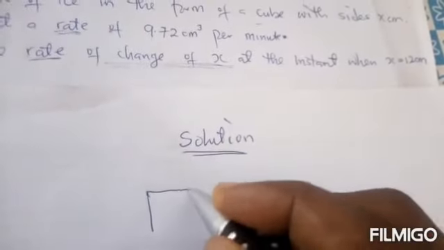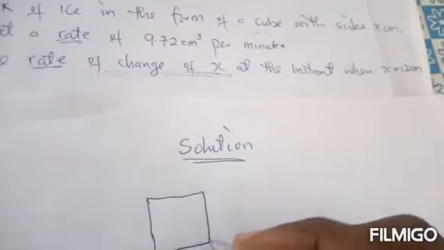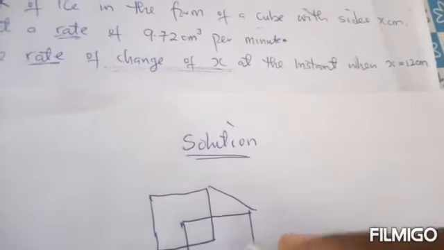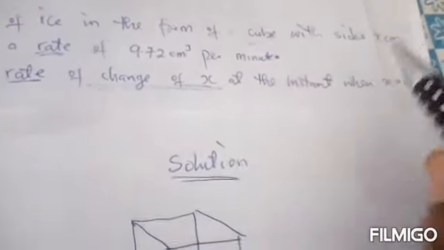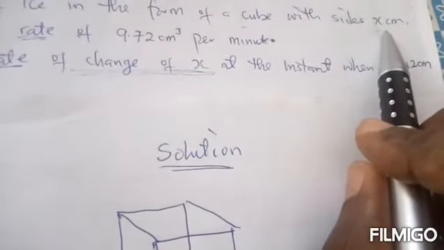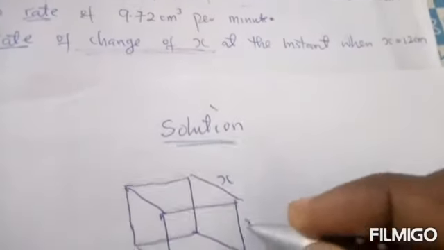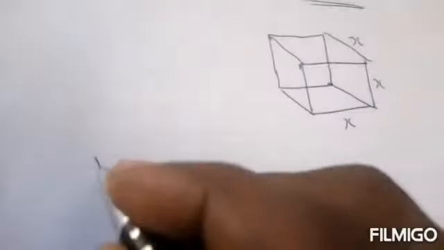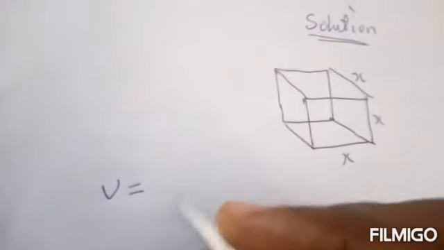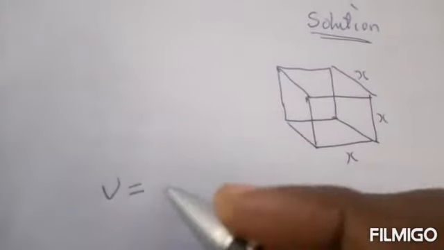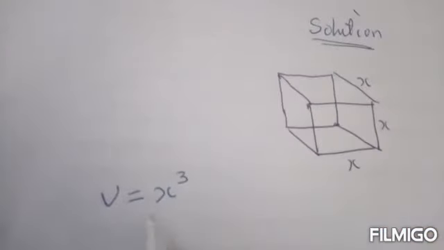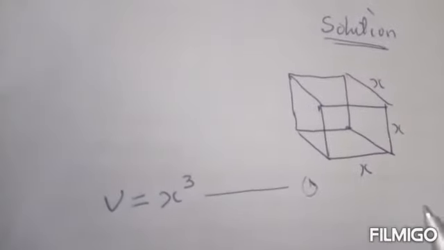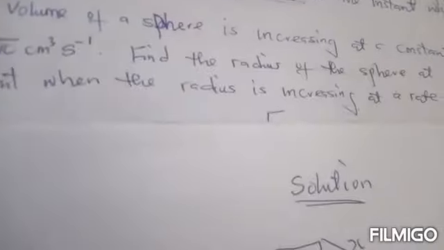I want to sketch a cube. This is a cube. The sides are x cm, so here is going to be x, x, and x. The volume of a cube will be x times x times x, that will give you x cubed. I have established one relationship here, volume with respect to the side.